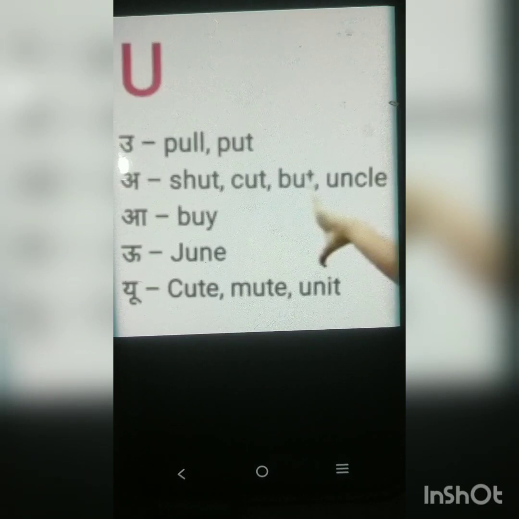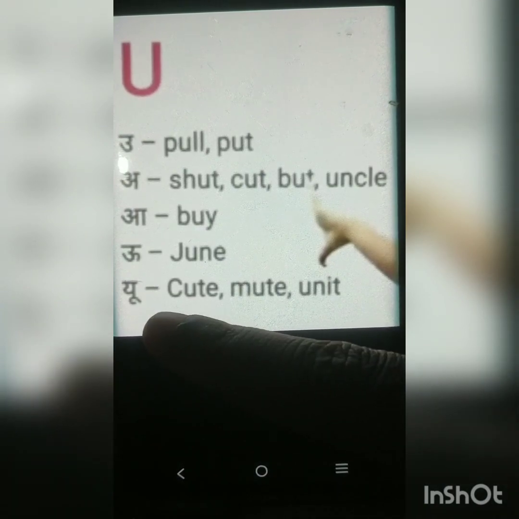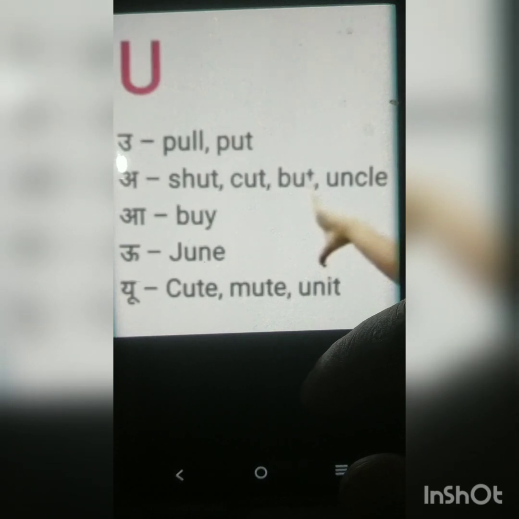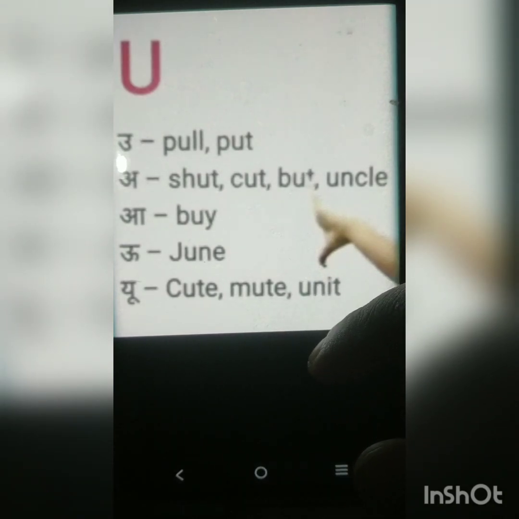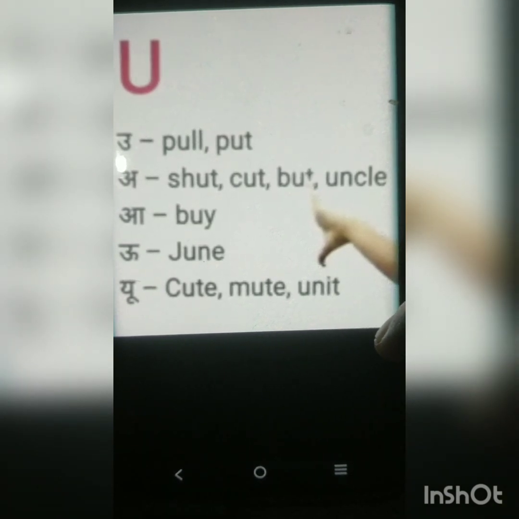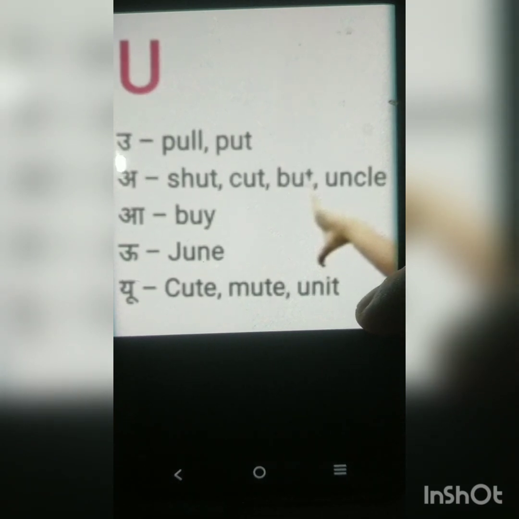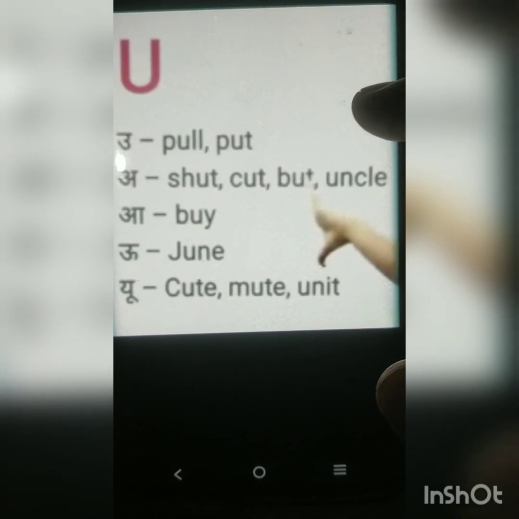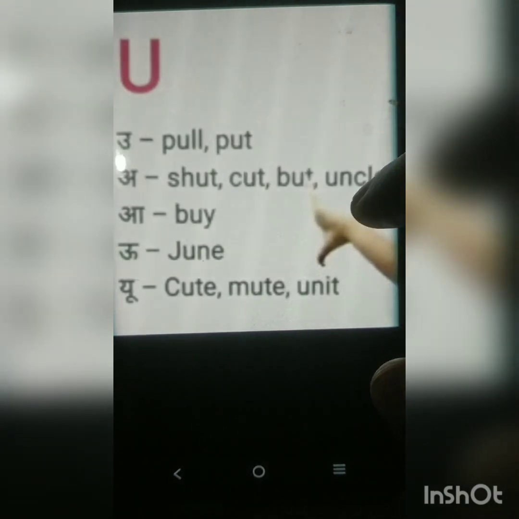Next one is the I sound. You have to say B-U-Y, buy. Then J-U-N-E, June. Then the U sound is there. So C-U-T-E, cute. M-U-T-E, mute. U-N-I-T, unit. Okay, these are the sounds when U is coming. According to the consonants and the position of the letters, sounds will be changing in the case of U.